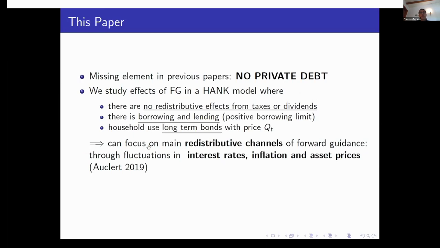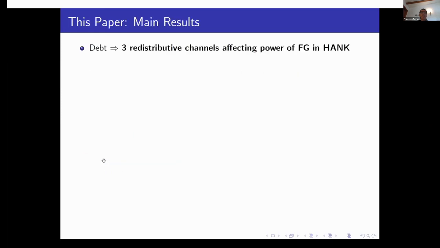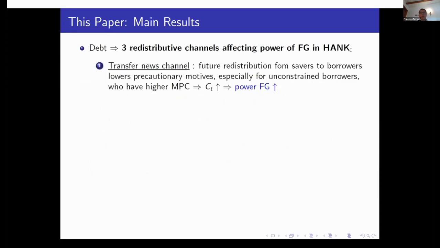In this way, we can focus on the main redistributive channels of forward guidance that have not been studied so far, and that operate through fluctuations in interest rates, inflation, and asset prices, as has been pointed out by Kuchler in his paper about the redistributive effects of standard monetary policy. So what are the main results? We are going to show that the introduction of long-term debt creates three redistributive channels that affect the power of forward guidance in the HANK model.